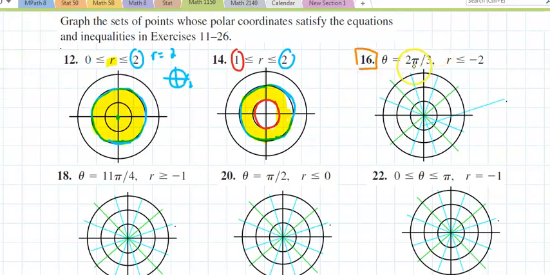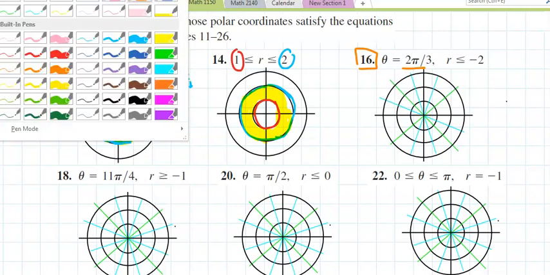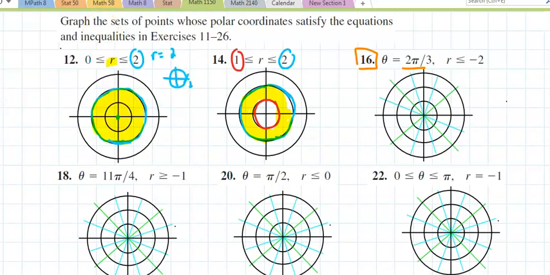Now, when I get to number 16, I noticed that they fixed the angle. They rotate. Oh, how did that happen? Let me fix that really quick. There. They rotate to 2 pi over 3. Well, 2 pi over 3 is right there. So now I'm fixed on that line.